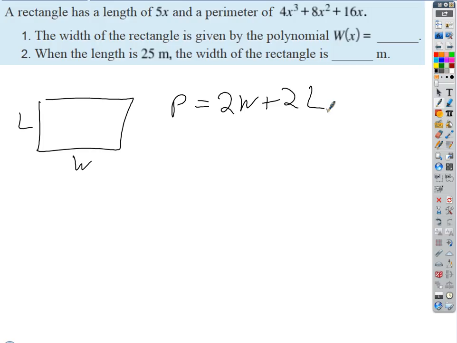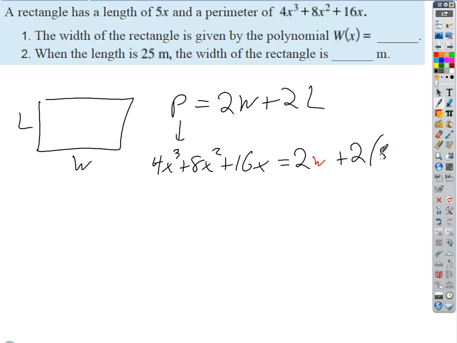So what's this saying? This is harder than the one I gave you, but it's the same idea. So if they're telling us the length is 5x, and we're trying to find the width, and this is the perimeter, well, I could plug in stuff, couldn't I? I know that the perimeter is 4x cubed plus 8x squared plus 16x, and that's going to equal 2 times, call it W, because that's what we're trying to find, plus 2 times the length, which is 5x, right? Everybody see that?